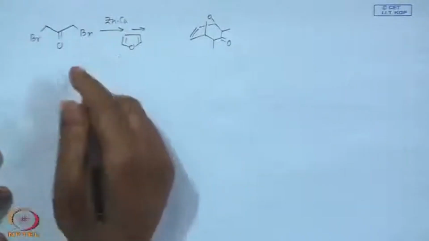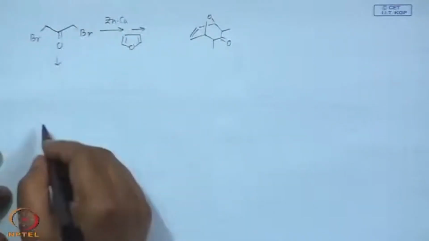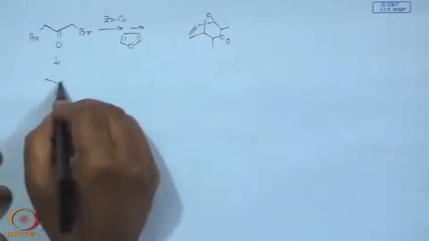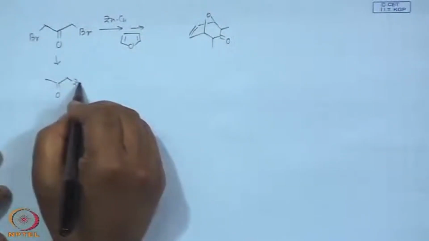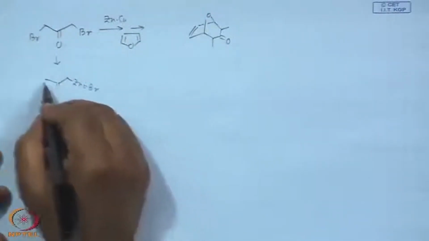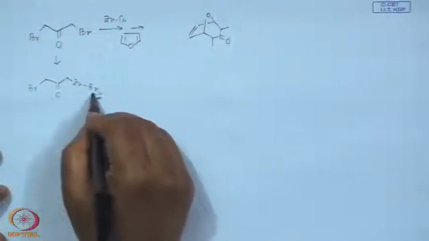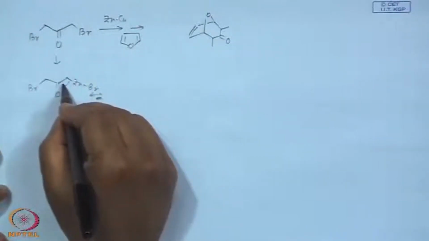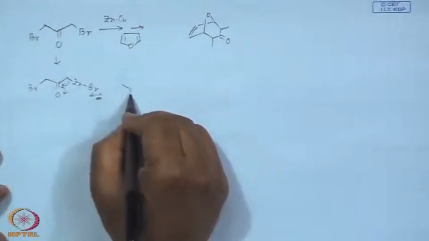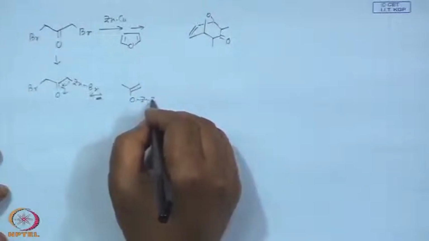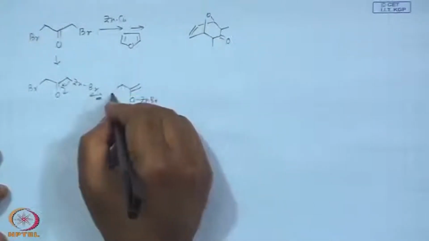How does it proceed? All of us know that zinc undergoes oxidative addition in between the halogen and the carbon bond. So, you will have bromine here, and then this can undergo a 1,3 shift of zinc. So, the result would be oxygen zinc here and the bromine here, and then you have this.